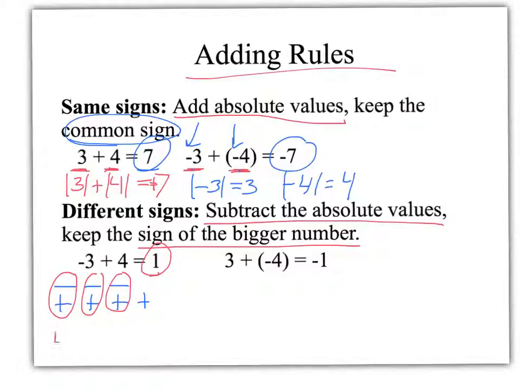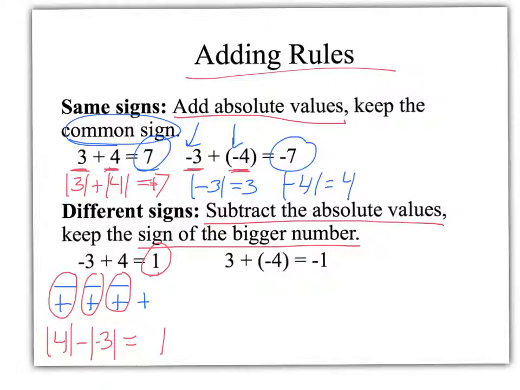So what we're really doing is taking the absolute value of 4 minus the absolute value of negative 3, which is just 4 minus 3, which is 1. And because the bigger number was a positive, you keep the positive. And when you subtract, I know it was negative 3 plus 4, but when you subtract, you don't do borrowing with this, so you always just put the bigger number first.